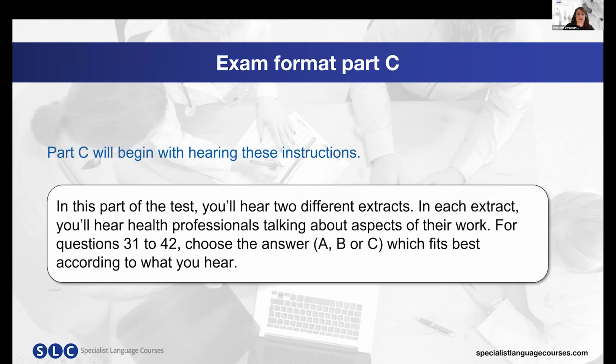Each time you do Listening C practice and on exam day, you will hear these instructions. So it's always a good idea to be familiar with what to expect on exam day, as this will then help you to reduce any exam day nerves, as you are very familiar with what's coming up and you know what to expect, and there shouldn't be any surprises in terms of the format and the instructions.